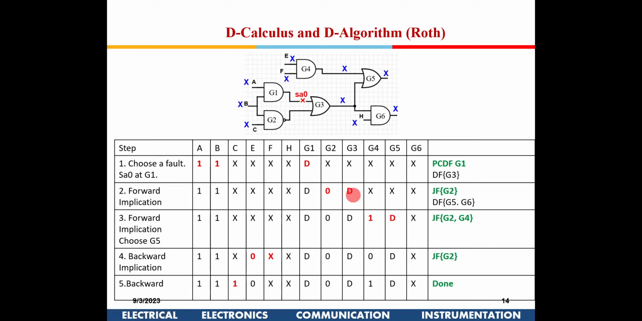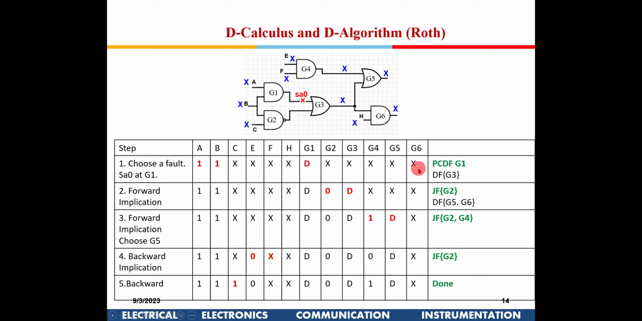Now by one forward implication, the J frontier and the D frontier get modified. Initially I had G3 in the D frontier, and now it is resolved already. D is brought at the output. The output is defined as D in this case. So G3 goes away from the D frontier, but it introduces two new gates, G5 and G6, into the D frontier.